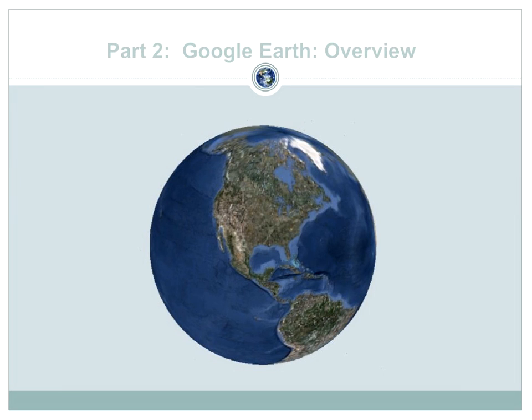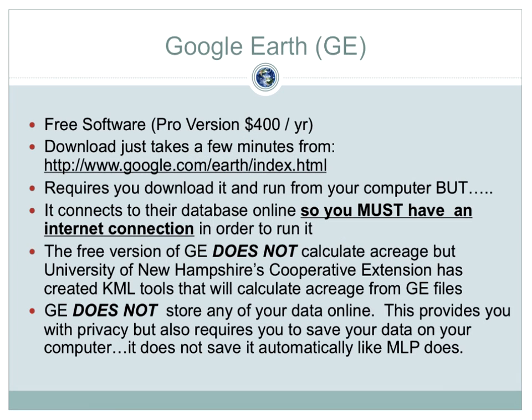So, Google Earth overview. A little background on Google Earth. The one that we're going to be teaching on today is the free version of it. There is a professional version that is a $400 a year subscription. If you are an educational entity, schools are able to get an annual grant that waives that $400 fee, so you could benefit from some of the things that the Pro version does. The Pro version actually calculates acreage for you, which is really nice to be able to do without having to export your data and all that other stuff. But free is really nice too, so we're going to stick with the free version.